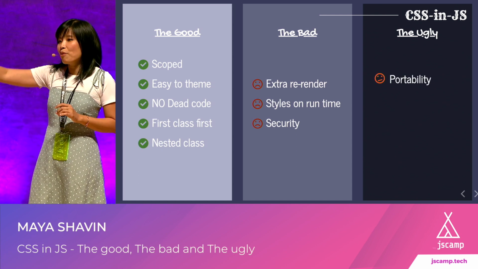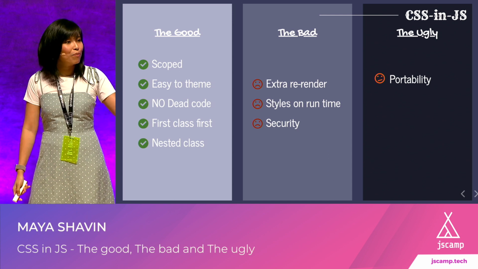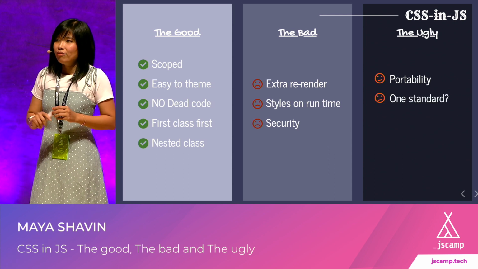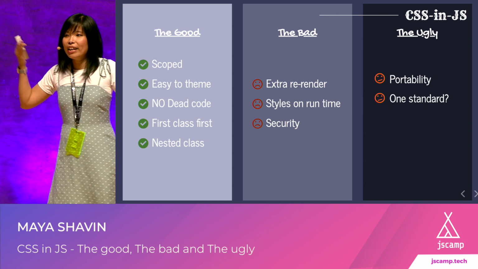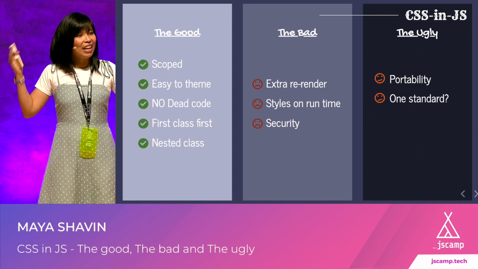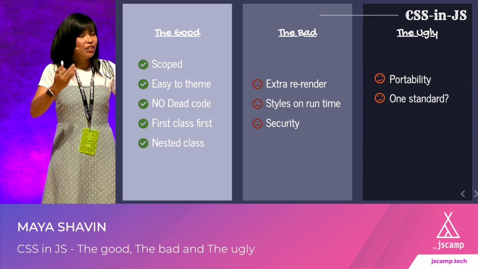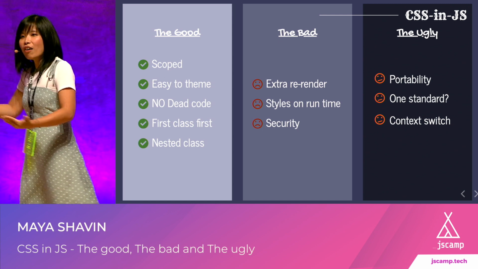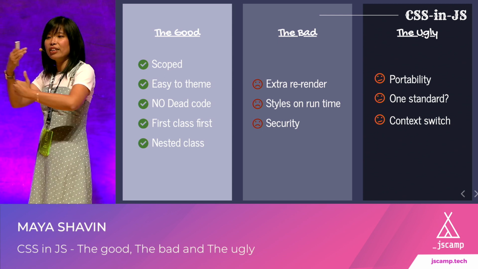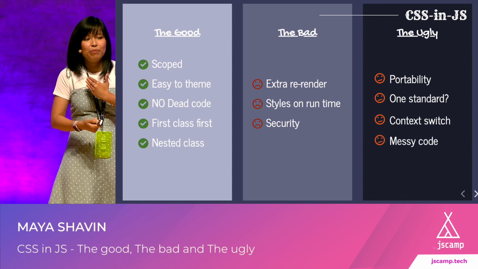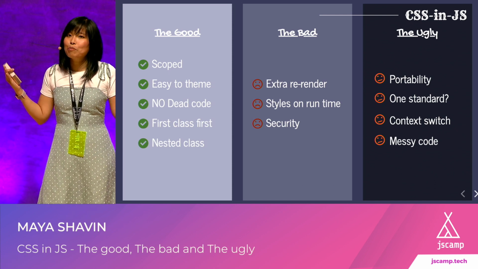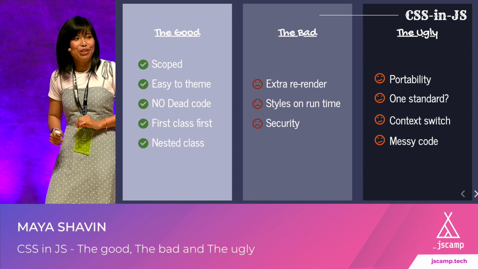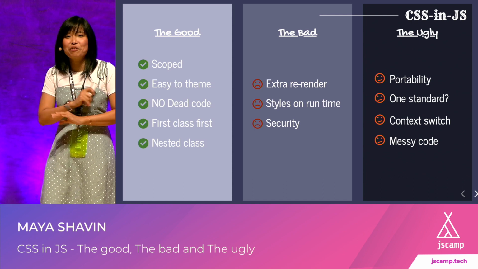And it's not portable. The ugly is that it's not portable, like I saw. You cannot share CSS with other projects. It doesn't have a standard. Everyone has their own standard because that's everyone's interpretation of how CSS in JS should work. And context switching, you have to constantly switch between CSS and JavaScript, and that causes messy code. Please don't tell me that it's nice, because most of the people I talk to say that the syntax is bad.